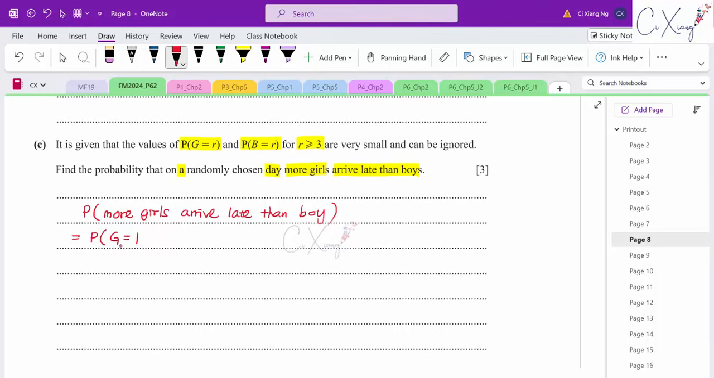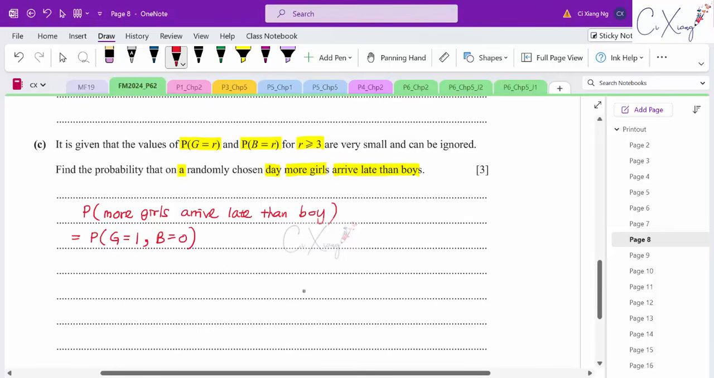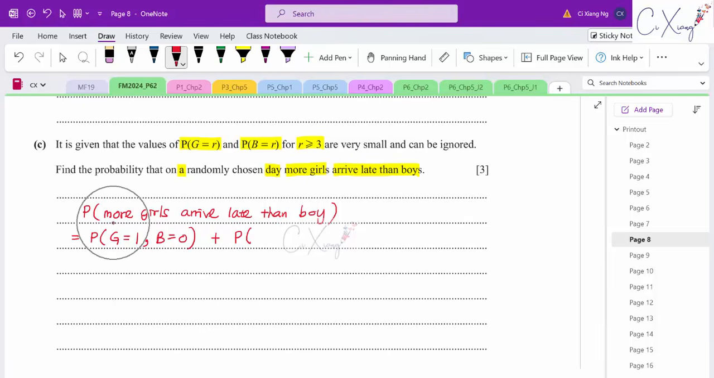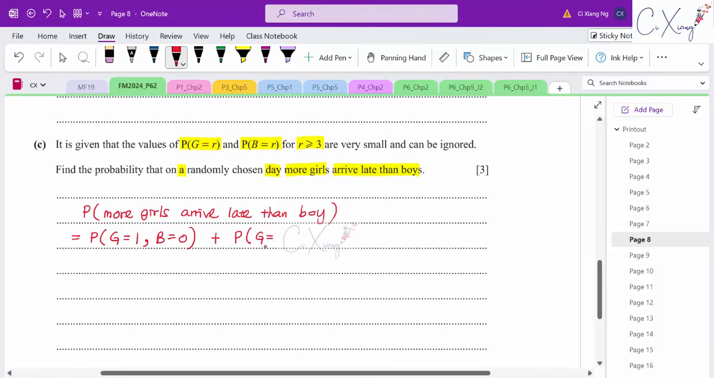If you have one girl late, it can be 0 boys late. So this case fulfills what we want here: more girls arrive late than boys. I think this is the only possible result. The boy cannot equal 1, because if boy equals 1, that means the numbers are the same, which does not fulfill more girls arriving late than boys. How about for part 2? I can consider the case when there are two girls coming late. If two girls come late, then I can have 0 boys coming late. So this also belongs to more girls arriving late than boys.